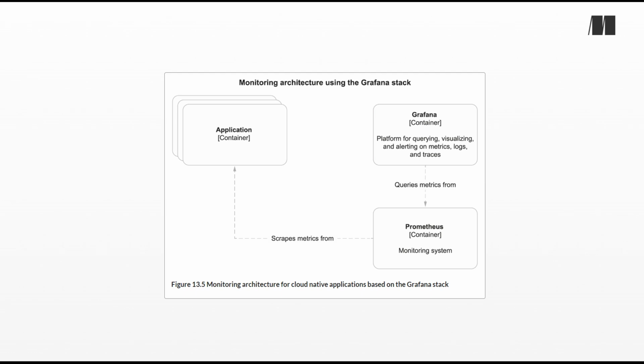For example, when the rate of failing HTTP requests per minute goes above a certain threshold, you might want to get an alarm or a notification so you can act on it. Figure 13.5 illustrates the monitoring architecture. Figure 13.5. Monitoring architecture for cloud-native applications based on the Grafana stack.